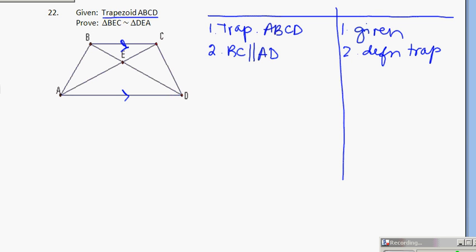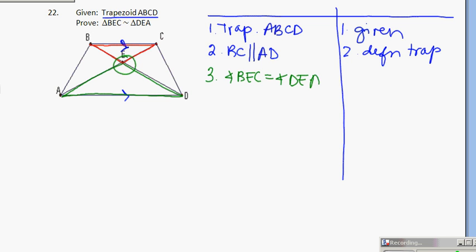So I need to prove the triangle BEC is similar to triangle DEA. Well, which triangles are those? That's this triangle and this triangle. And as soon as I draw them and get rid of kind of visually the other stuff, I have a butterfly picture, which means that I have vertical angles. And really, this problem is just like the one before.